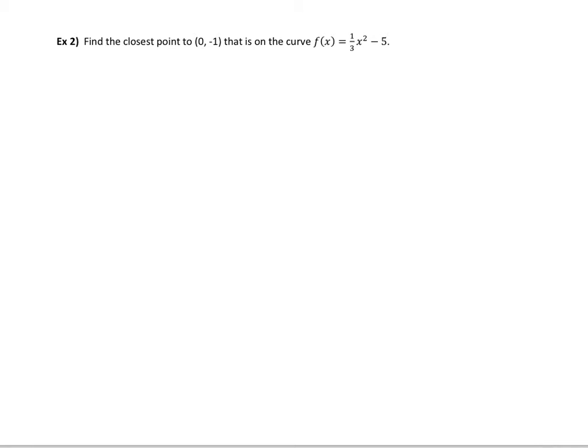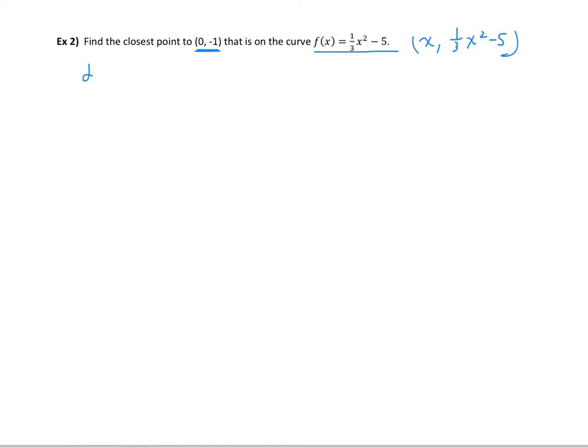All right, there are many different ways you can do this question, but I'm just going to put this in terms of the calculus context here. We want to find the closest point. If we were to pick a point that's on this curve, which is a parabola, any point on that curve would be x comma 1/3 x squared minus 5. I want to minimize the distance between any point on the curve and the point (0, -1).